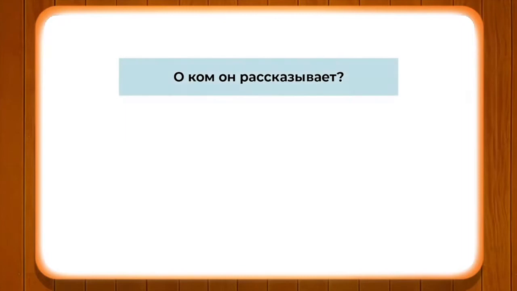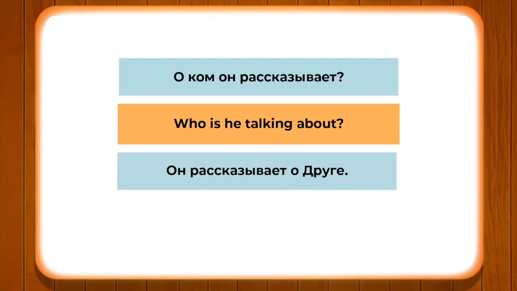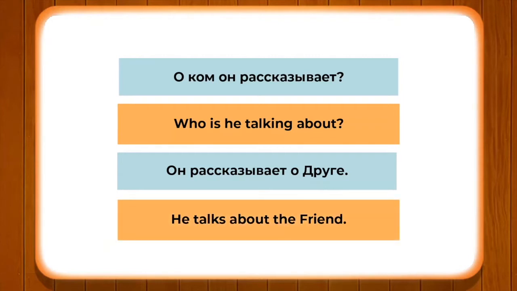I'll start with: О ком он рассказывает? Here we can also pay attention to the intonation, as the pitch of the sound rises at the end. We are asking a question, so it is an interrogative sentence, but the question is о ком, about whom. Он рассказывает, he is telling. Он рассказывает о друге. He is talking about a friend. When we use о, it means about. He is telling about a friend.